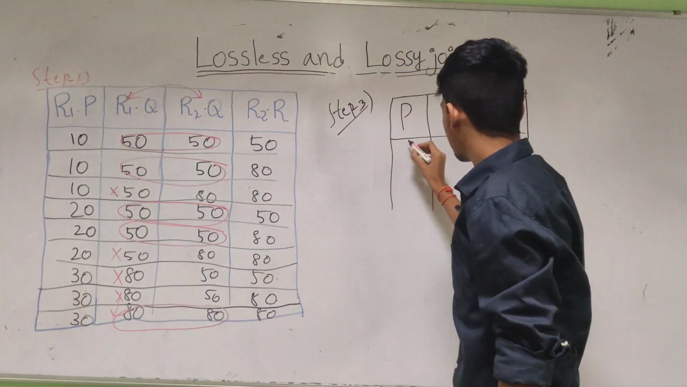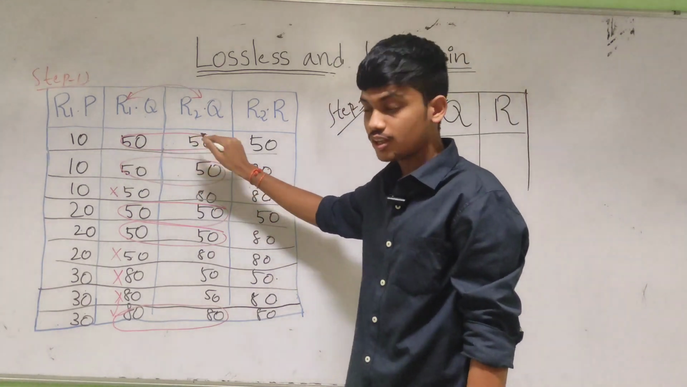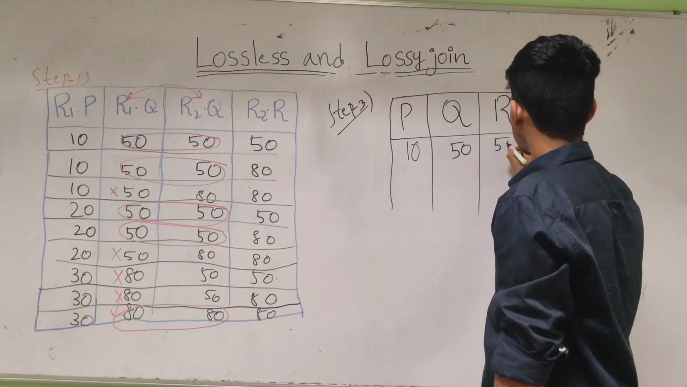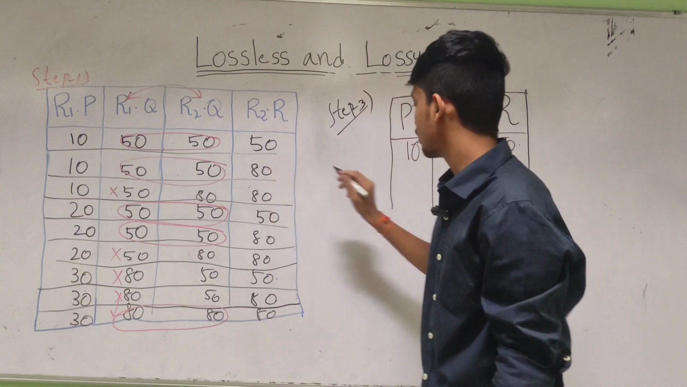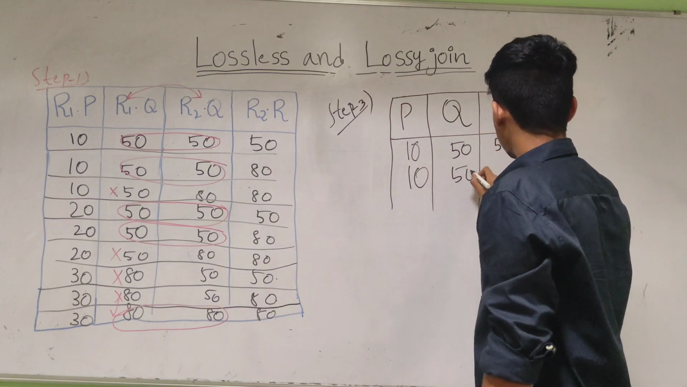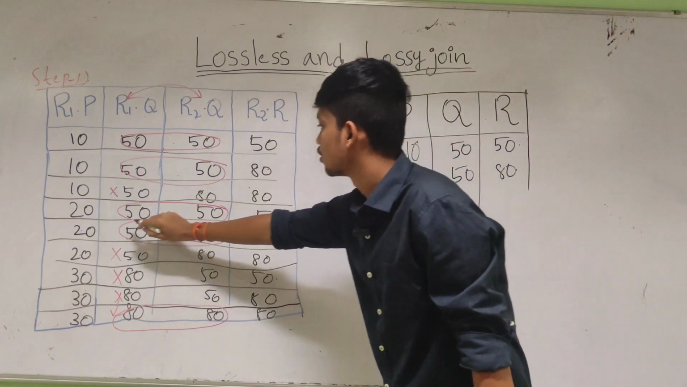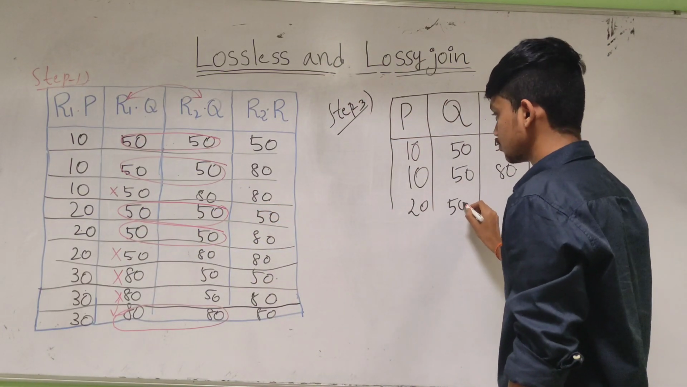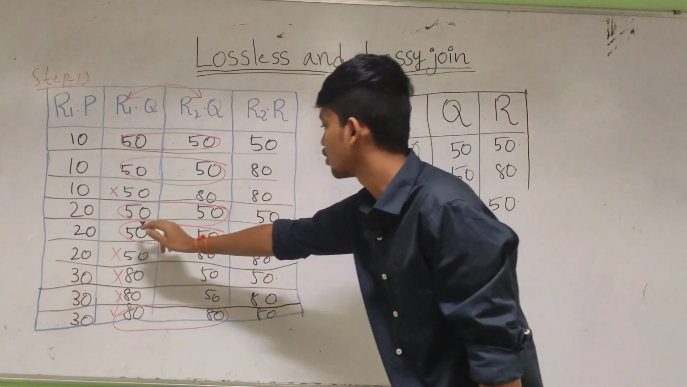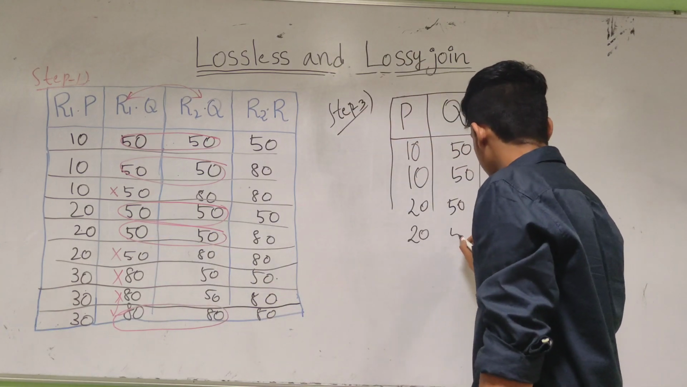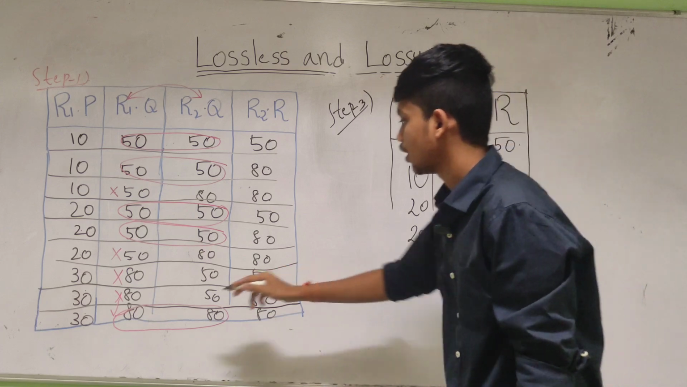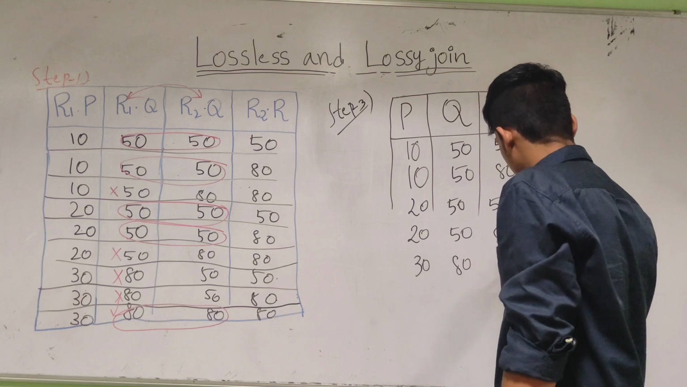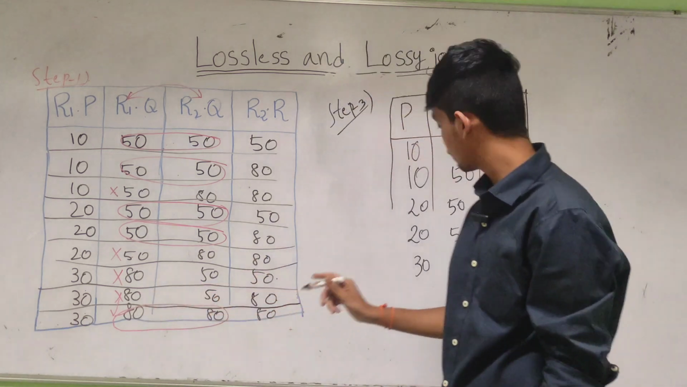This P is 20. Both Q's are 50. So write 50 here. This should be included. And 50, write it here. And 10, 50, 50, 80. This row should be included with 50 here, 80 here. 20, 50, 50. Like that. And 20, 50, 80. And 30, 80, 80 like that. Remaining rows which are not equal should not be included here.